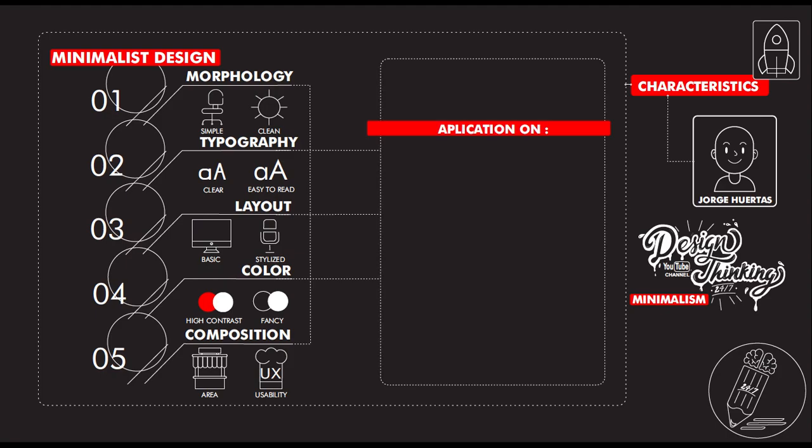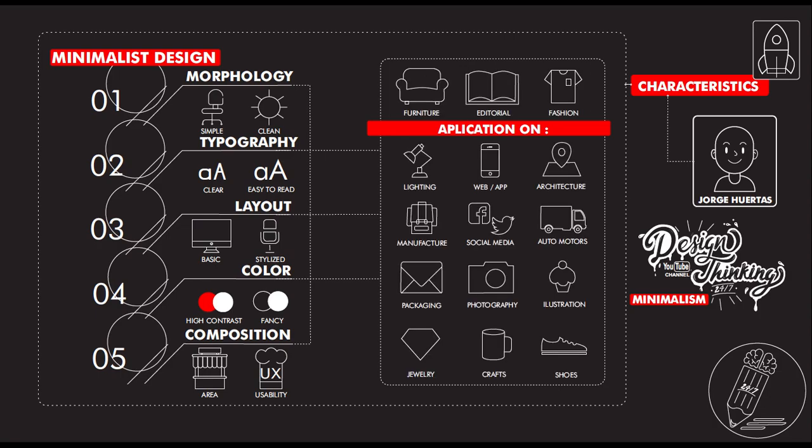In which context can we apply minimalist design? Well, there are many different opportunities and ways to apply it. So we start with furniture. The furniture of minimalism is very simple and clean in its form. The colors as well, sometimes they use only one color. The editorial, if you see a book or a publication, it's always very easy to read and very clear. The fashion as well doesn't have too much color, but it does have a high contrast and always looks very clean.